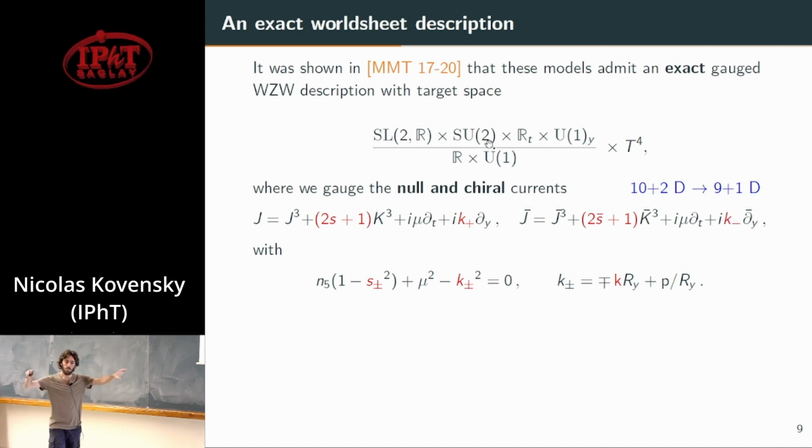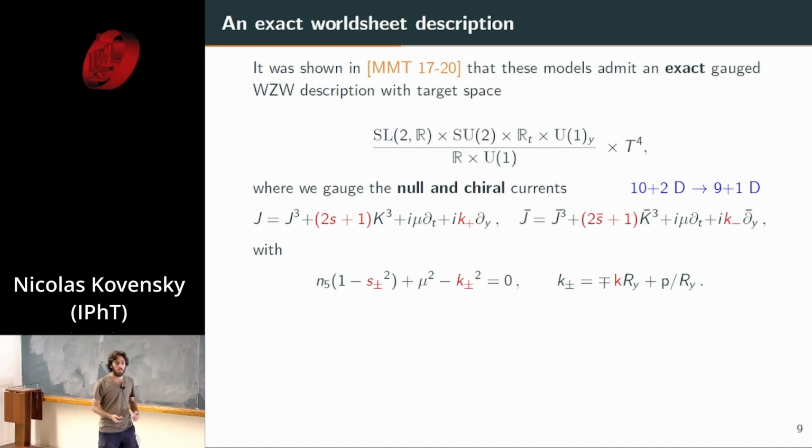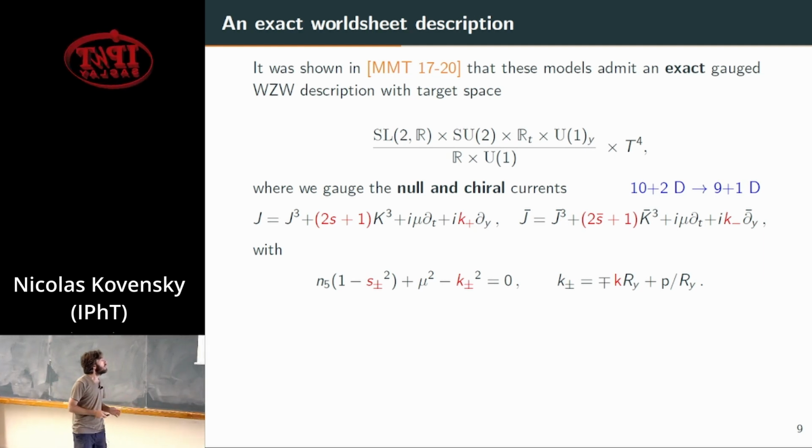And you start from these 12 dimensions, and then you gauge away 2 of them in order to go back to the physical 10 dimensions of string theory. What you gauge are 2 chiral, and null, currents. Okay? So you take J3 and K3 here, which are the Cartan currents in SL2 and SU2, and then you combine them with the T and Y derivatives of these extra T and Y directions here, and you gauge some linear combination of them on the right and some linear combination of them on the left, okay?